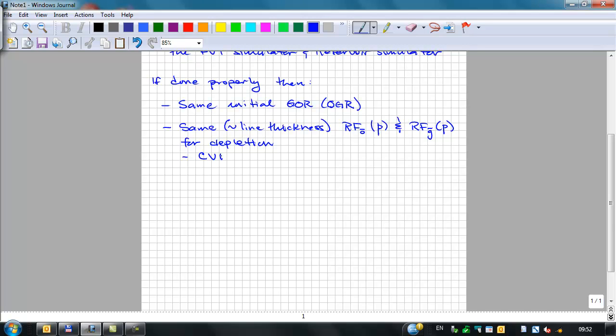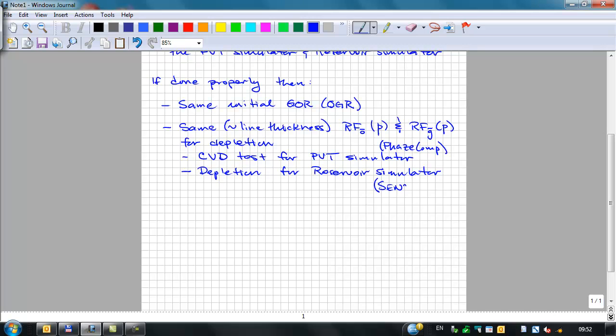So it's going to be using a CVD test for the PVT simulator, and just depletion, blowdown, whatever you want to call it, depletion for the reservoir simulator. And here we're using PhazeComp, but that could be PVTi or PVTsim, whatever you like to use. And we're going to use Sensor. Now that could be Eclipse 300 or GEM or whatever you want to use there.